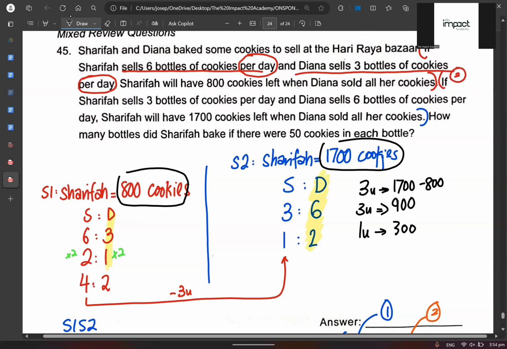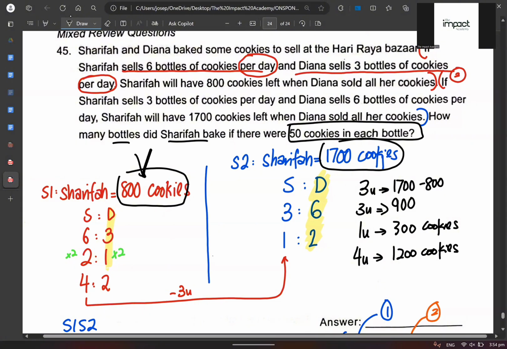Okay. So the question says, how many bottles did Sharifah bake if there were 50 cookies in each bottle? Okay, very simple. So we just have to find, this unit is 300 cookies, right? Can we find Sharifah's cookies? 4 units, which is 1200 cookies. Agree or disagree? Then for the 1200 cookies, remember to add back the 800 that was left, okay? So Sharifah actually baked 1200 plus 800, which equals 2000 cookies.